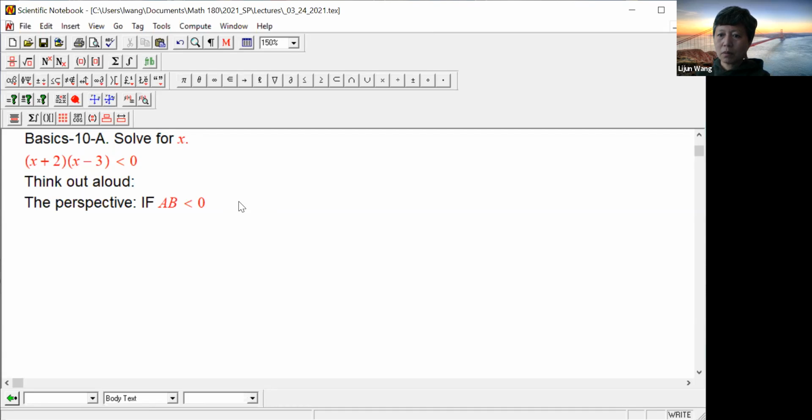So in your thought, you'll be thinking, okay, this is a product of two numbers, and we are told the product of these two numbers is negative. So let's write it in words: the product of two numbers is negative. That's what's given. It's like a condition given.